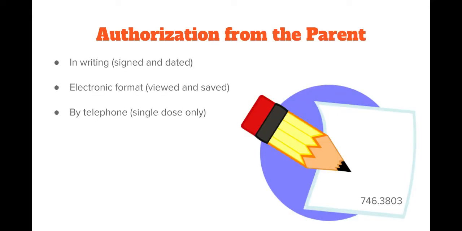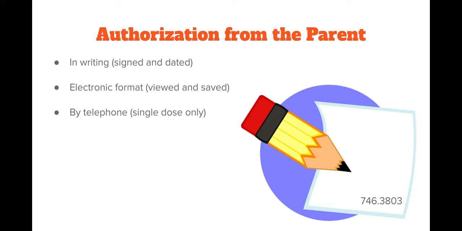Okay, so authorization from the parent. In order to give any medication to a child in a child care center, you need to have the parent's authorization in writing. It needs to be signed and dated. The parent also needs to bring in the specific medication. So if Susie's mom wants her child to have Tylenol, and Billy's mom wants him to have Tylenol, Susie's mom needs to bring Tylenol for Susie, and Billy's mom needs to bring Tylenol for Billy, okay? So the parent has to authorize it, and the parent also has to bring it.